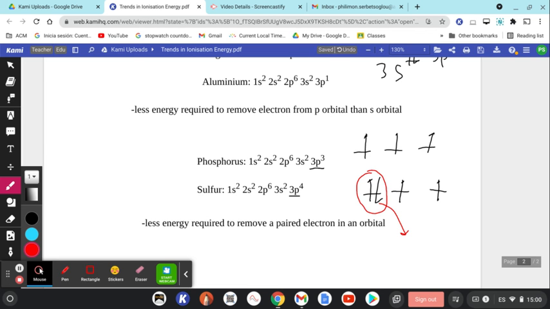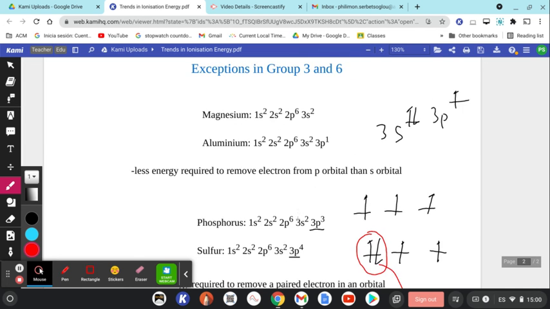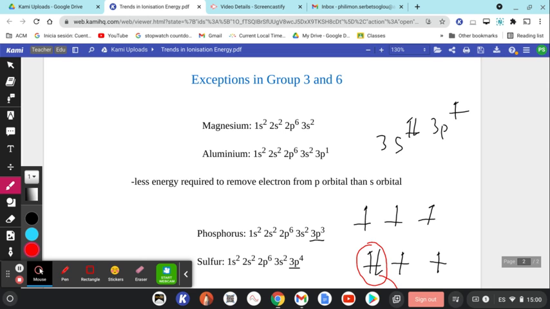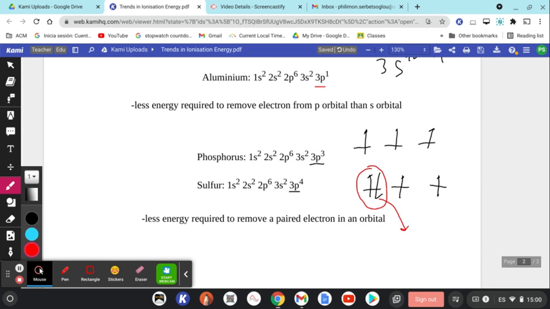So those are the two exceptions that you will find in these groups. One of them has to do with which orbital the electron occupies. Is it an s or a p orbital? And the other exception is because of a doubly filled orbital.